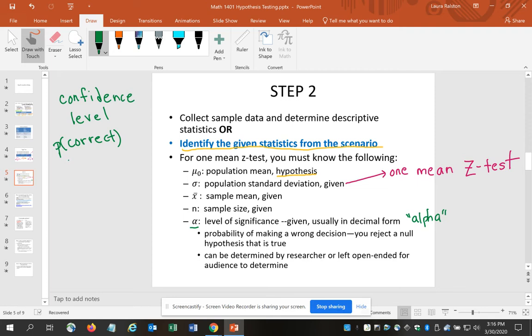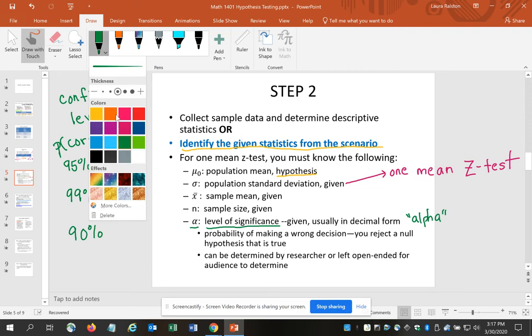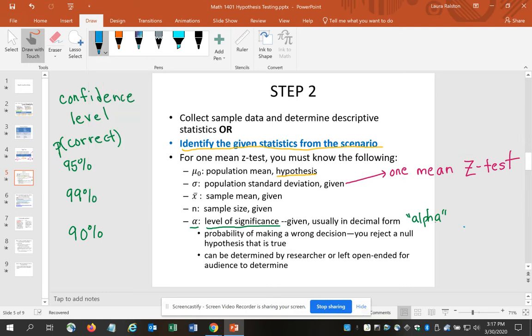And it was typically stated as a percentage. We would say, I am 95% confident, or I am 99% confident. You could also see something like 90%. So you have the confidence level, which is the probability that you're correct. And the opposite of that is the level of significance, which is the probability that you're wrong. So if you think about your level of significance as it relates to the confidence level, you would have this idea, okay?